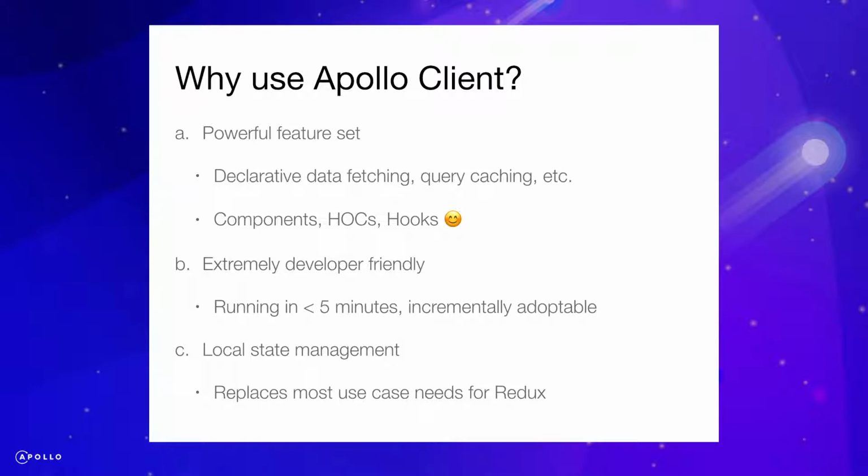Apollo Client provides developers a powerful but easy to use library to handle all of the data management in our applications using GraphQL. Along with data fetching, Apollo Client also makes it very simple to implement advanced features like caching, pagination, optimistic updates, subscriptions, and more. We can also use Apollo Client to manage local application data in the same way that we fetch remote data. This can replace the need to use third-party state management libraries such as Redux.